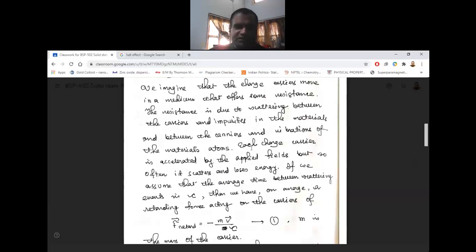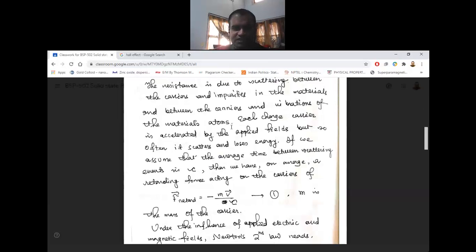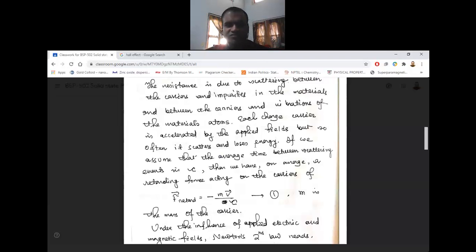And the vibration of the material atoms. When atoms vibrate due to high temperature and so on, that also creates resistance, because vibration of atoms results in scattering. Each charge carrier is accelerated by the applied field, meaning the applied electric field, but very often it is scattered by the impurities and loses energy.